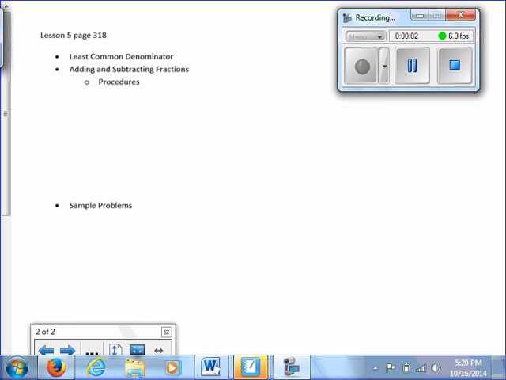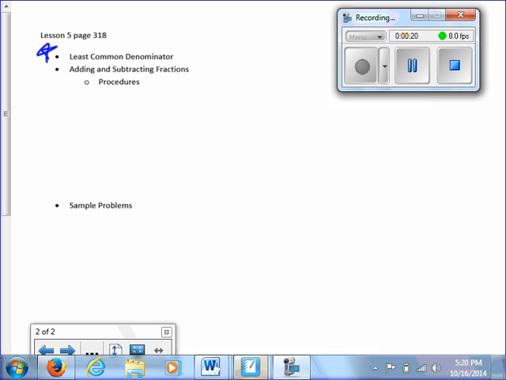Okay, our final video is going to be on adding and subtracting fractions. When we do that, we need to have a common denominator. So we're going to be looking for the least common denominator. So our procedures are such as this.